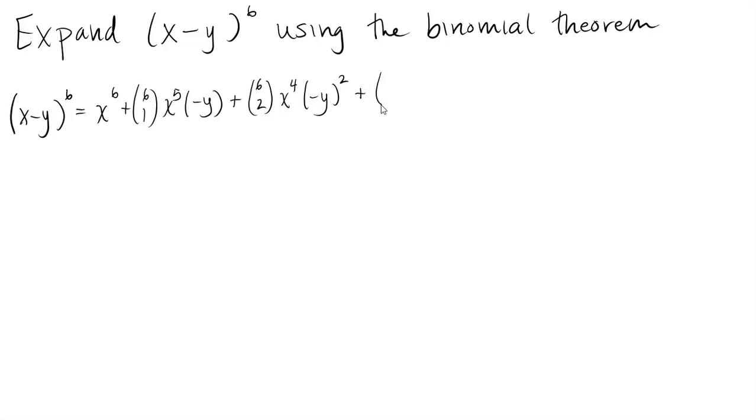In the next term, we're going to choose 1 fewer copy of x. We're going to choose 1 more copy of minus y. How many different ways could we choose 3 minus y's? Well, 6 choose 3.